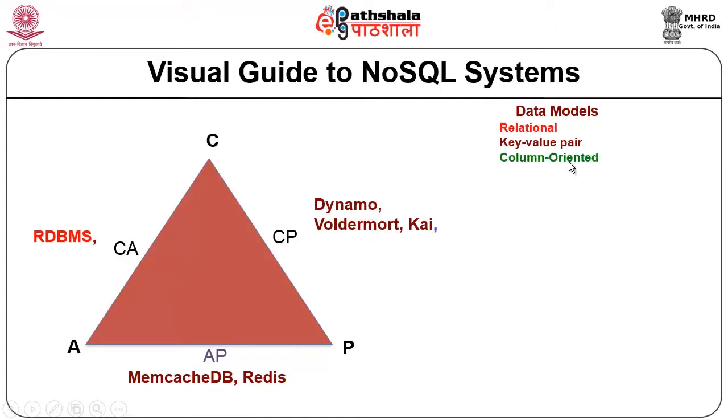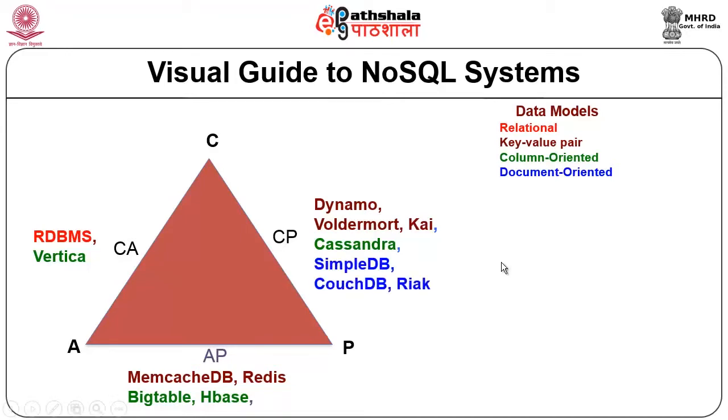Then we look at column oriented data stores. One column oriented data store is actually a CA model. Column oriented are table oriented, so it is possible that they support very strong consistency. So, Vertica is a CA model. Other column oriented stores are Cassandra, Bigtable, HBase, they are either CP or AP models, and document oriented models are SimpleDB, CouchDB, Riak, these are CP, whereas MongoDB is an AP model.